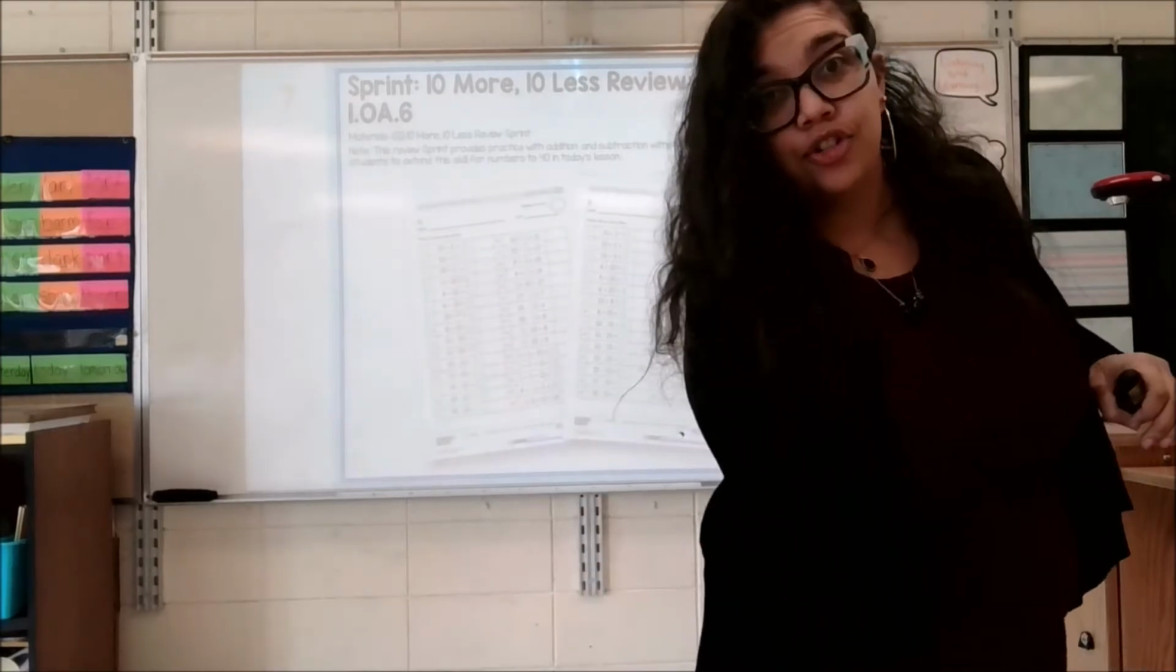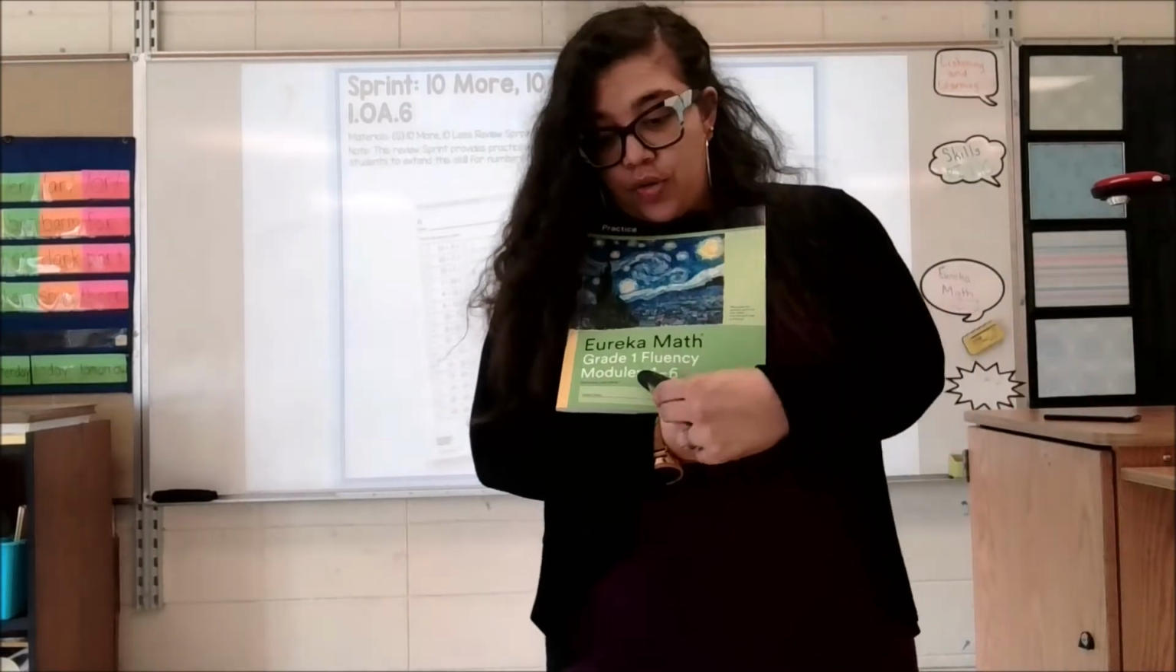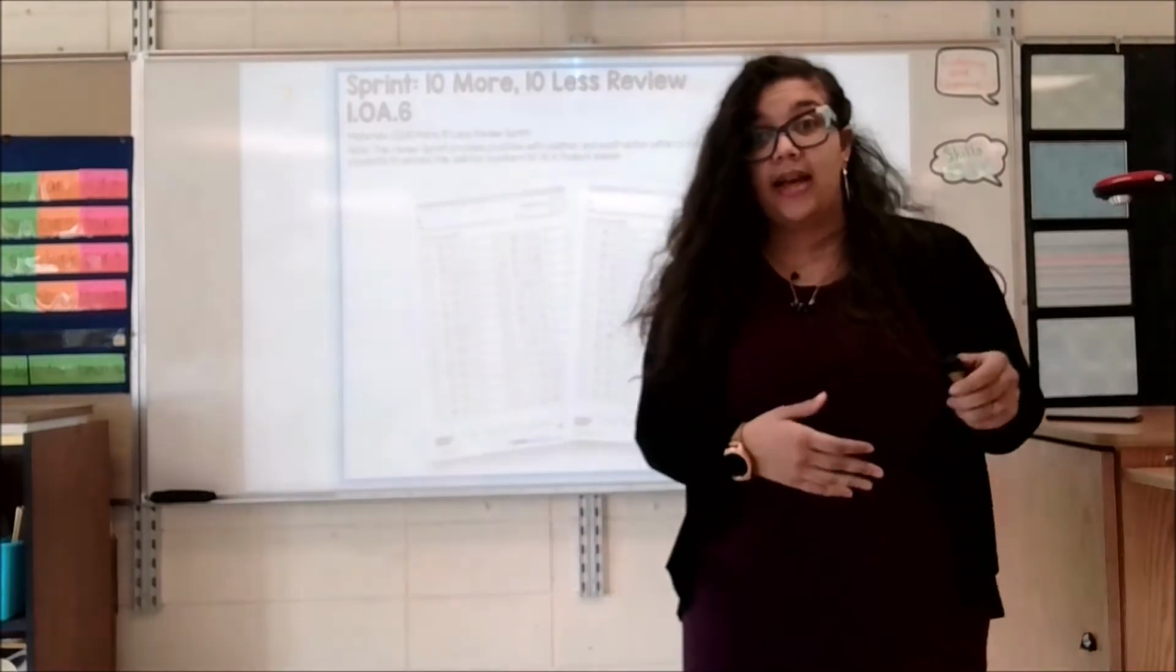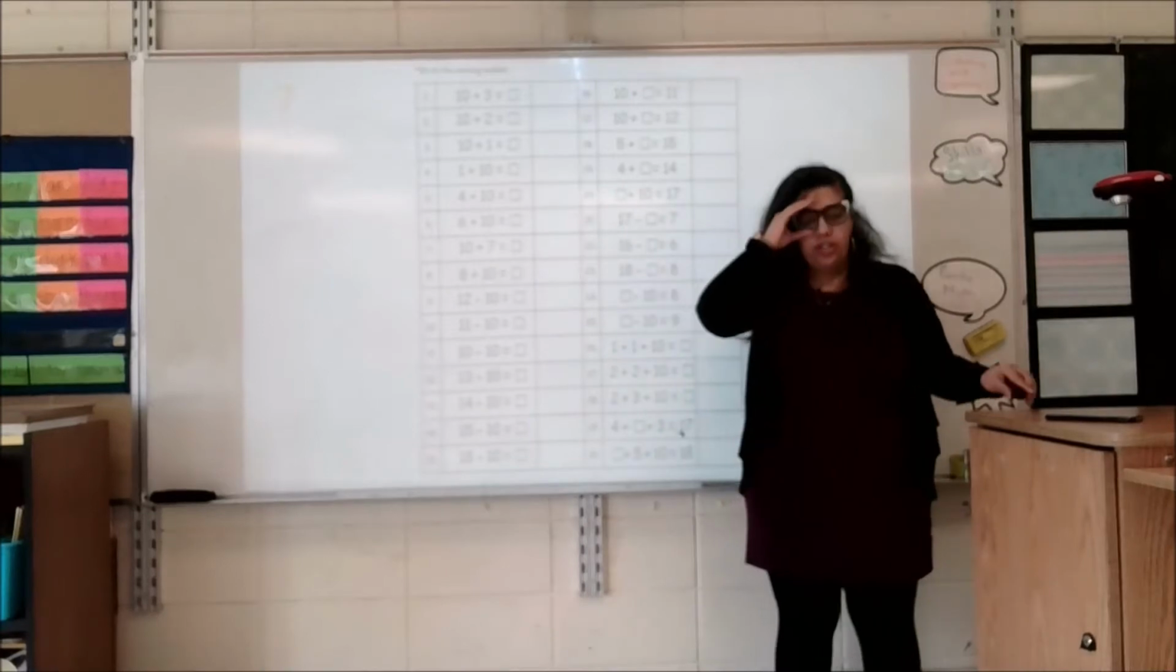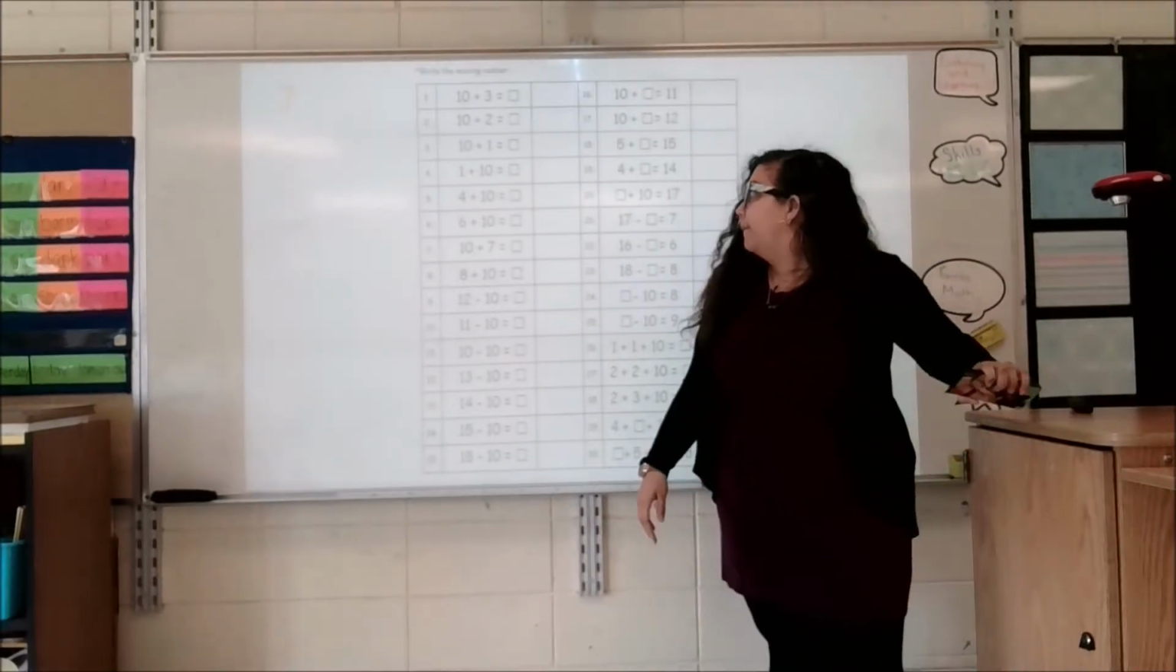So that is your Starry Night book. Make sure you do have the modules 4 through 6 edition. We did start with the new books last week. So it does look like this. Again, the directions read, write the missing number.